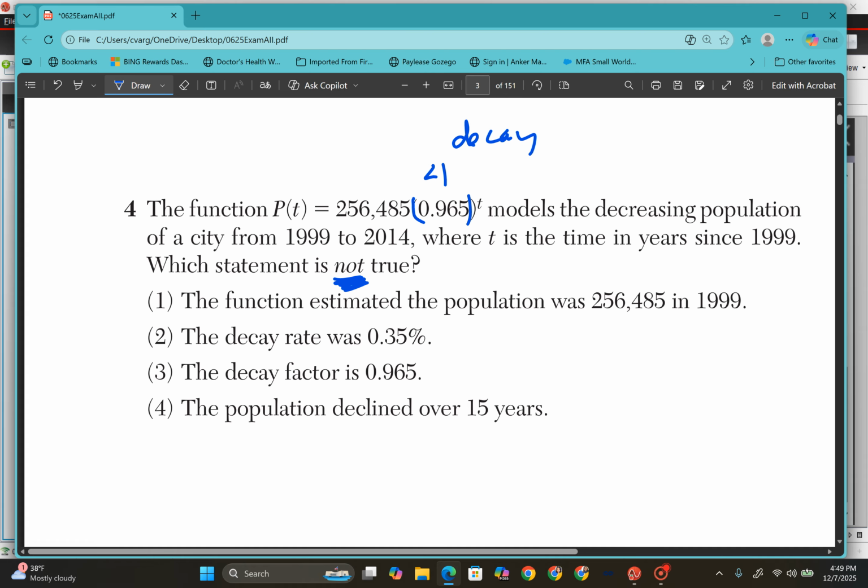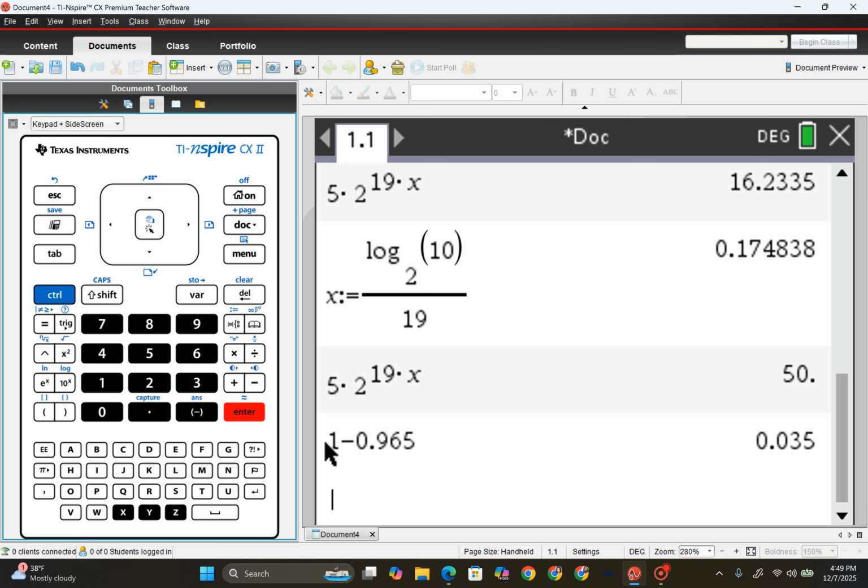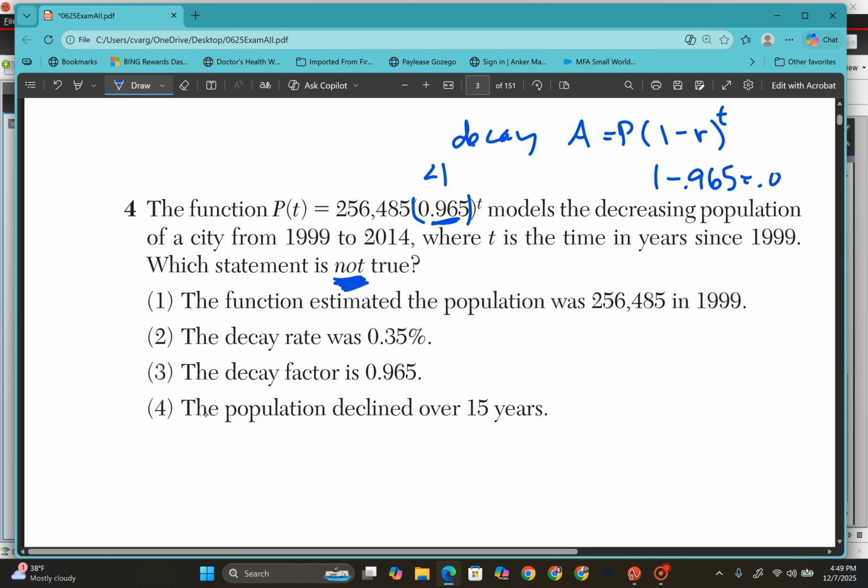All right. So now how do I find out what my decay rate is, right? Remember our formula is A 1 minus R to the T, right? Or some people put like the P is here. So A is equal to P, parentheses 1 minus R to the T. So let's figure out, since we know it's a decay, let's do 1 minus, and then let's put this number in. So 1 minus 0.965, and that will give us how much it's decreased by. So let's do that. 1 minus 0.965. And when I hit enter, I get 0.035. Okay. So this answer is 0.035.